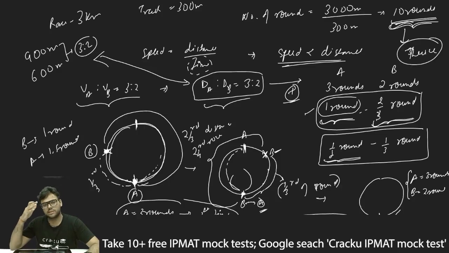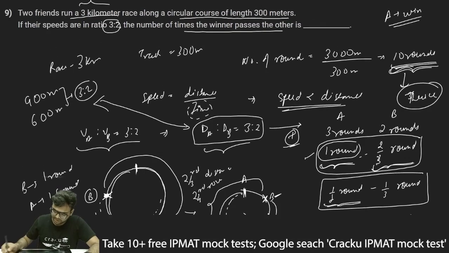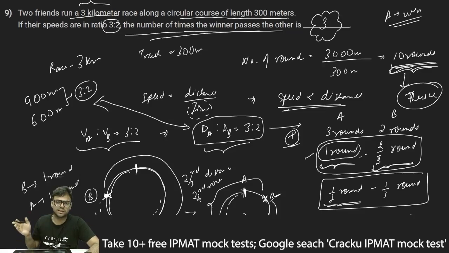That is where, at the end of the 3rd round of A, at the end of the 6th round of the day, and at the end of the 9th round of the day. Because the 12th round of A is not possible, because he has to just cover 10 rounds. So thus I can write the number of meeting points, the number of times the winner passes the other, is basically 3, because after the end of every 3 rounds of the winner, basically the winner is passing the loser. So 3, 6, 9, these are the 3 meeting points, and therefore the answer will be 3.